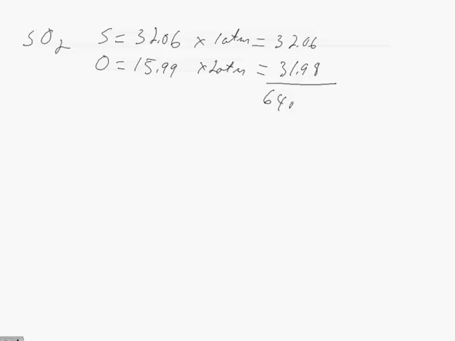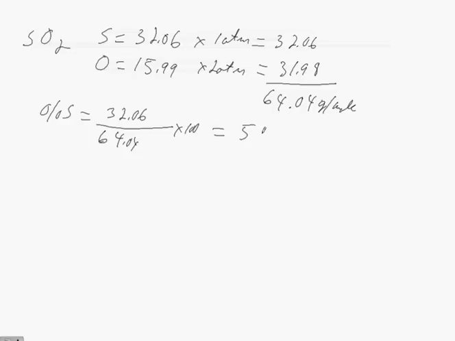I add the two together, I get a total of 64.04 grams per mole of sulfur dioxide, and my percent sulfur would be equal to 32.06 over 64.04 times 100, and when I do the calculations, it's roughly about 50%.